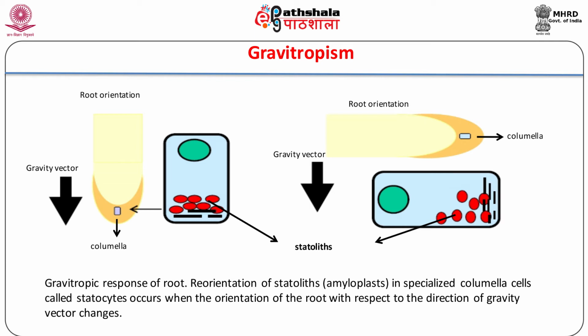The statocytes contain dense starch-filled organelles called statoliths or amyloplasts. Their position in the statocyte is oriented in the direction of the gravity vector, and when the root orientation is changed, the change in the position of the statolith within the statocytes initiates a gravitropic response in the root. Statoliths present in the endodermal cells of the shoots also play a similar role in the anti-gravity orientation of the shoot. Characean algal species which do not have amyloplasts were also seen to exhibit gravitropism.